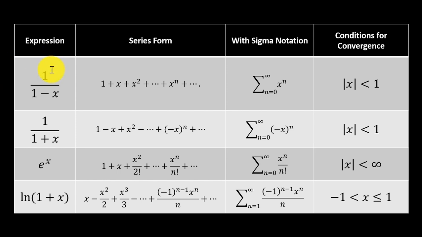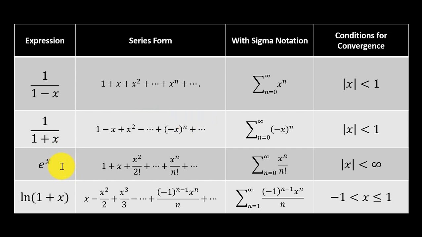So I've got 1 over 1 minus x. So this one is the nice simple one of just 1 plus x plus x squared, up to x to the n. So this is 1, and then 1 over 1 plus x. So this one's going to be almost the same thing, but the signs are alternating. So these are two to know off the top of your head.